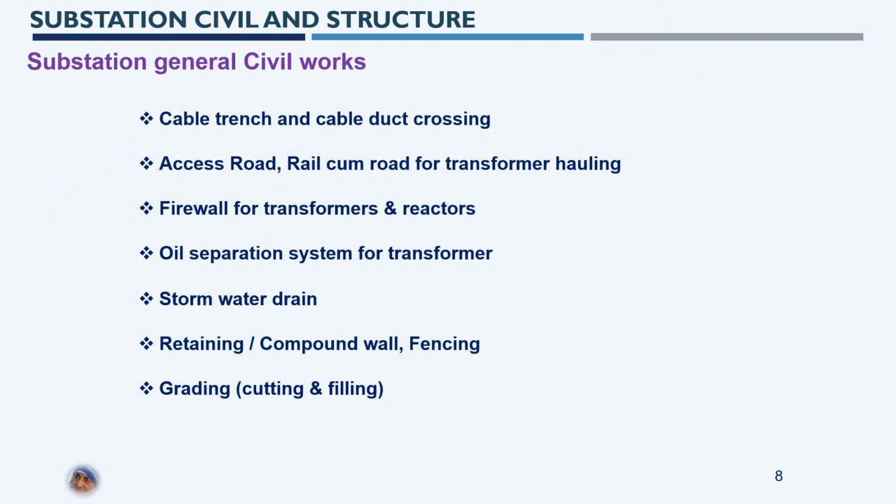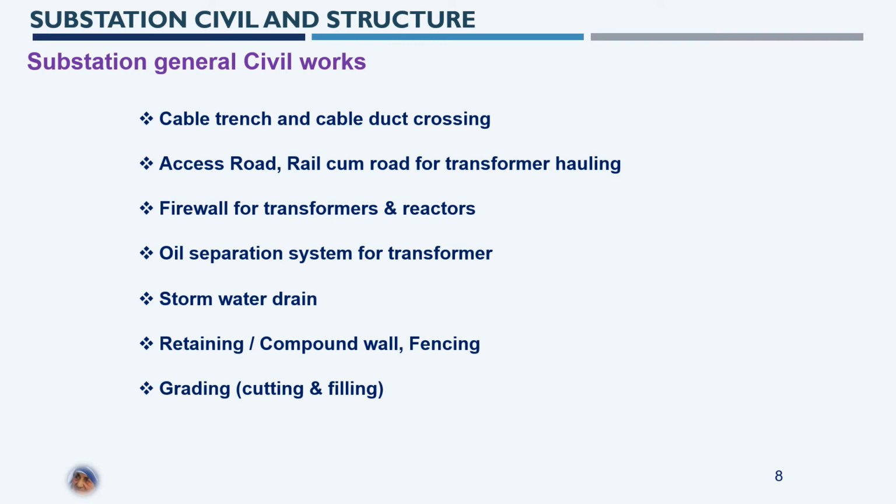So general civil works for substation are cable trench and cable duct crossings. These are mainly used to hold the running cable trench below ground level. Sometimes there are elevated cable trenches or trestles also applicable for general civil works. Generally, these cable trenches are constructed in cast in situ concrete, or sometimes precast concrete also. In some substations they are doing it with masonry works.